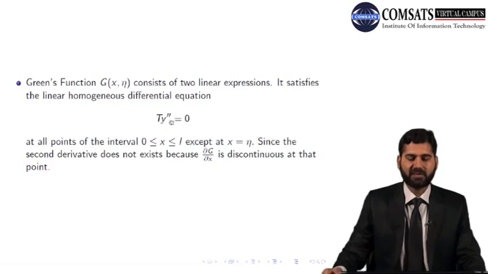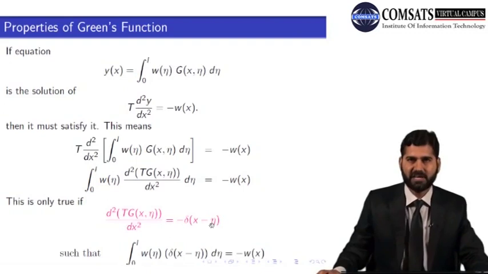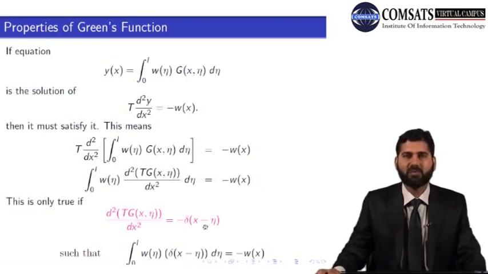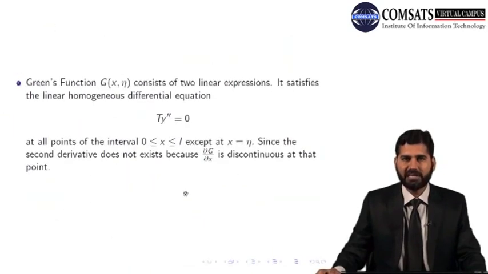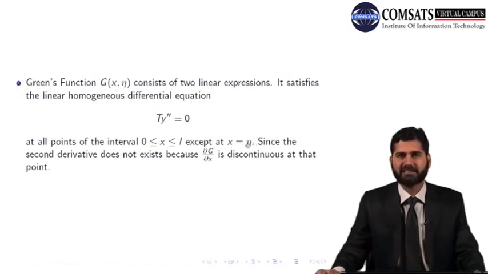It satisfies the linear homogeneous differential equation t y double prime is equal to 0 at all points of the interval except at x equal to eta. The reason is, as your Green's function satisfies this equation, t comes out, so t g double prime is equal to delta(x minus eta). So whenever x is not equal to eta, the right hand side is 0. What is the delta function? The delta function is always 0 when x and eta are not equal. So when x is not equal to eta, it's 0 on the right hand side, and you get this equation: t y double prime is equal to 0 when x is not equal to eta. That's what we said, except at x equal to eta.